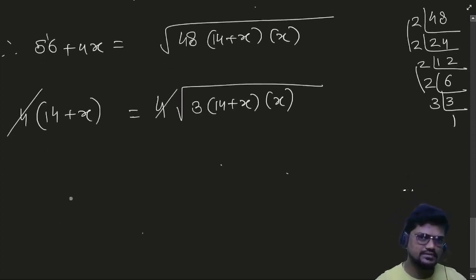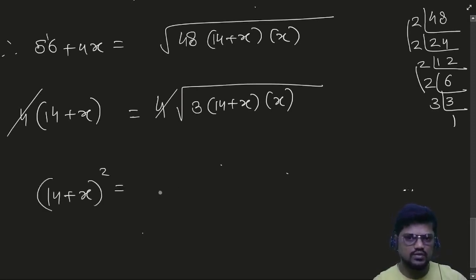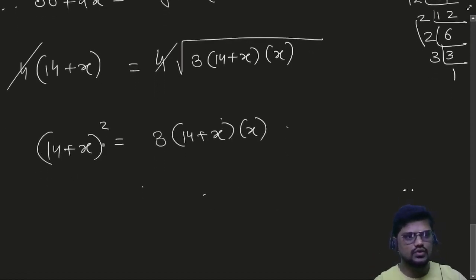This becomes easy. Now, if you square on both the sides, 14 plus x whole square will be equal to 3 into 14 plus x into x. Yeah, so 14 plus x whole square. Let's solve this.